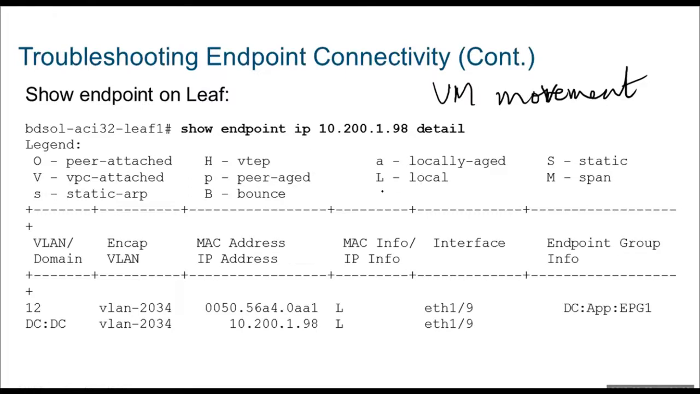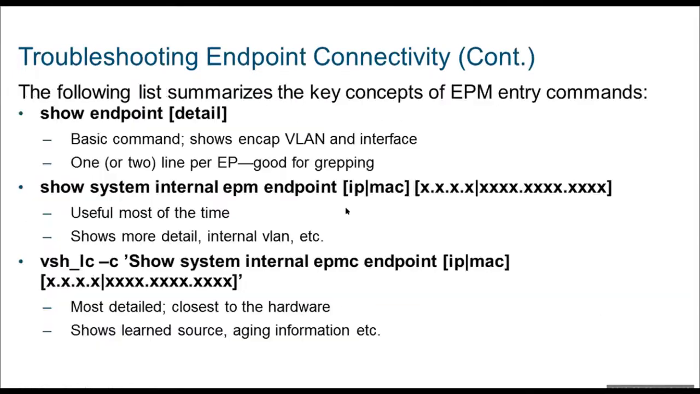So you can actually see bounce intervals. If there is a bounce tag on one of the leaves, it'll actually show it to you. So when I'm on this one, for example, show system internal endpoint manager client followed by an endpoint, and I specify a MAC or an IP address. And if this particular VM has moved to another host, which means a different port, a different leaf switch maybe, it will show you a bounce value.